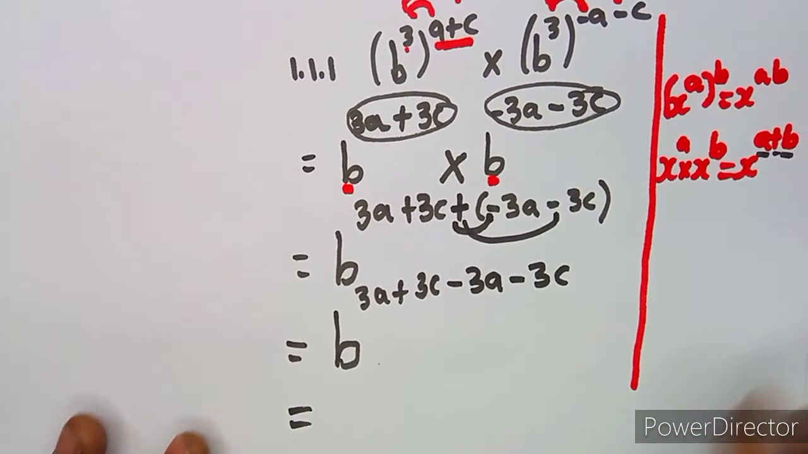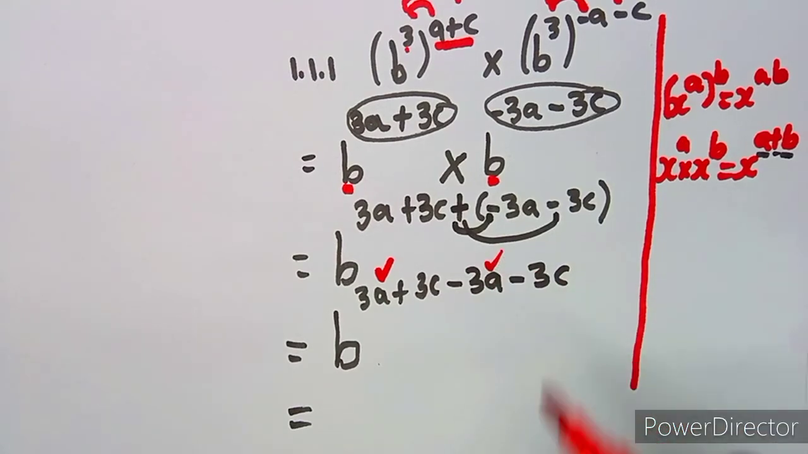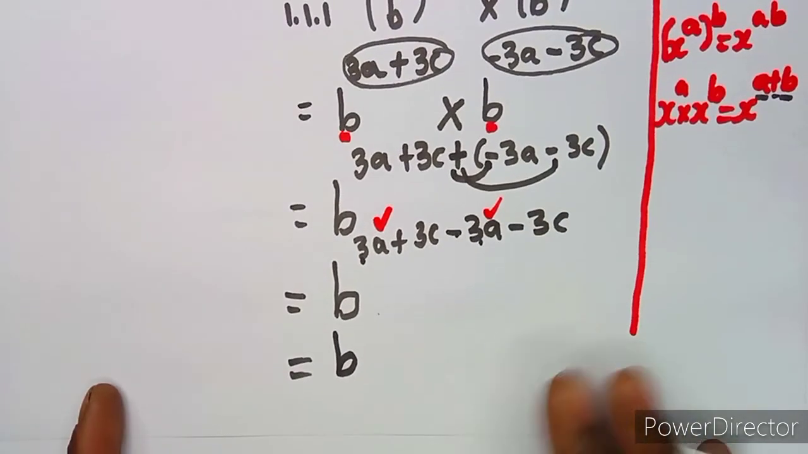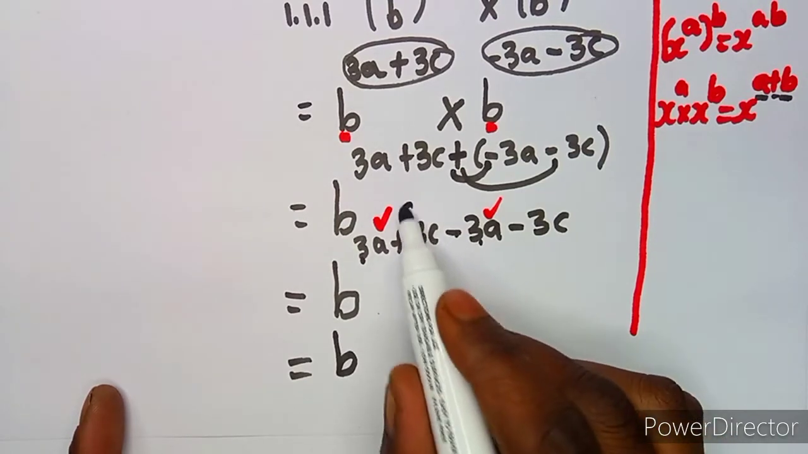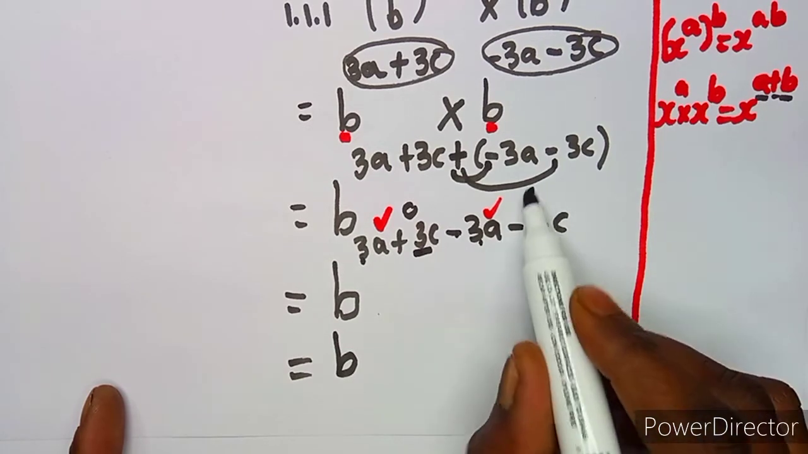You can collect like terms. Which are the like terms that you're talking about? We have got 3a minus 3a. So this is simply 3 minus 3, which is 0. So it's going to be b to the exponent of 0. So this actually is going to give us a 0 here. Okay, the same here, 3c and minus 3c is going to give us a 0 there.